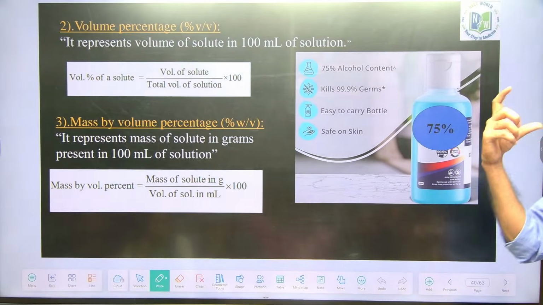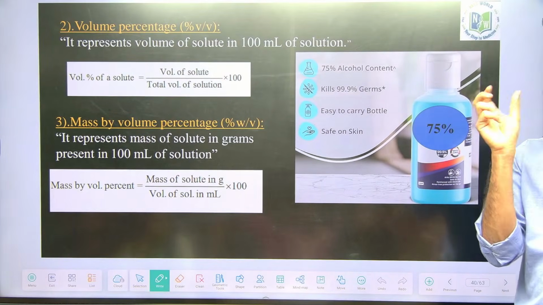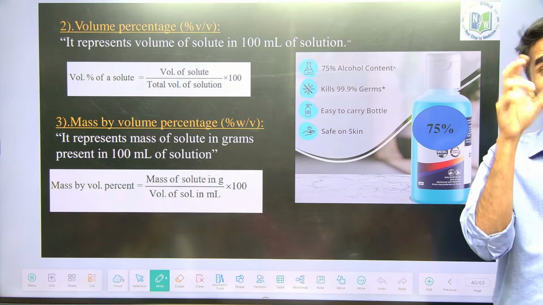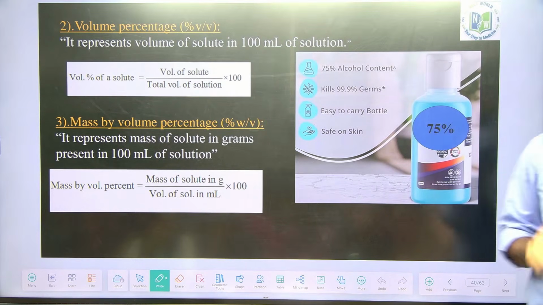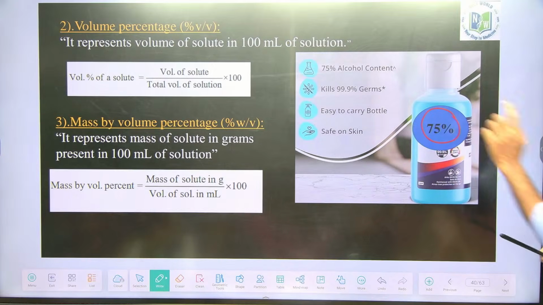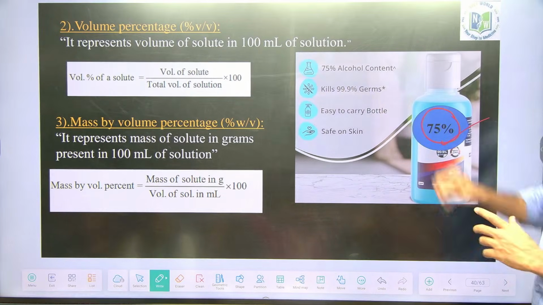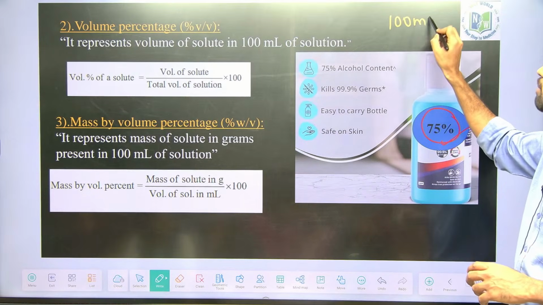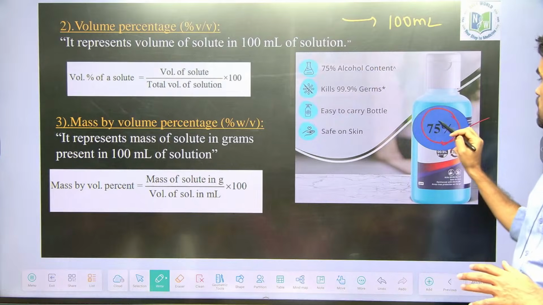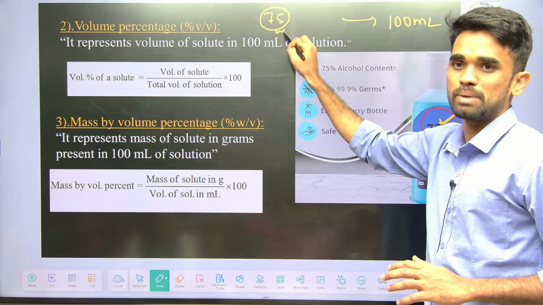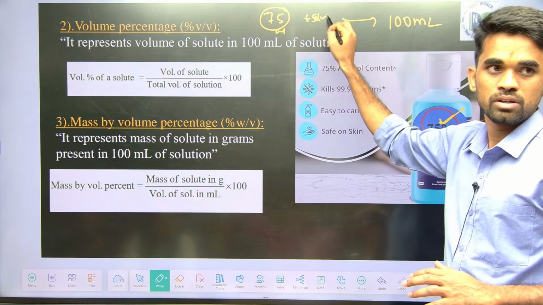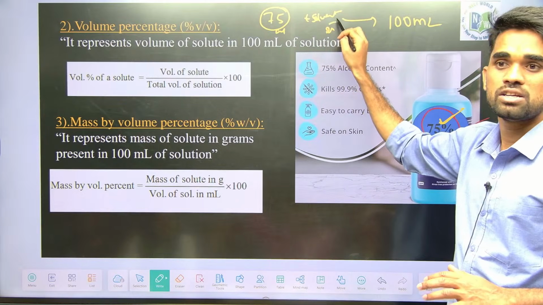So if you see sanitizer bottles, you know now? You can take any sanitizer bottle, or observe any alcohol bottle like whiskey. What will be mentioned? If you observe a sanitizer bottle, it will say something like 75%. So what does that number say? It is volume by volume. If you take 100 ml of that solution, it contains 75 ml of that alcohol, and the remaining 25 ml is our solvent.